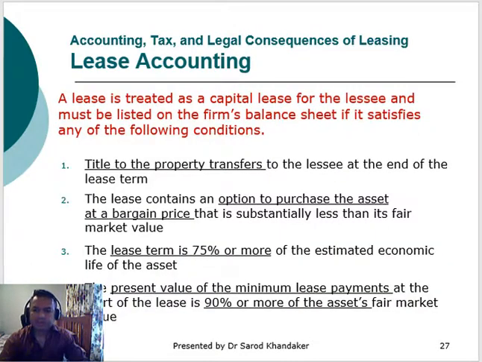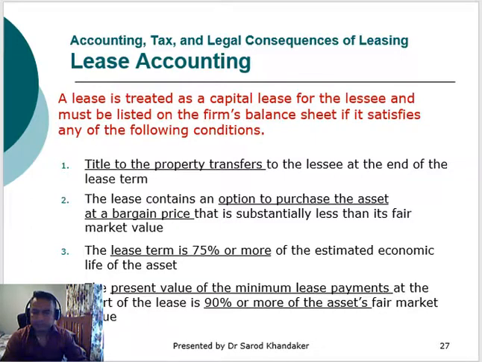In lease accounting, a lease is treated as a capital lease for the lessee and must be listed on the firm's balance sheet if it satisfies any of the following 4 options. Number 1, the title of the property transfers to the lessee at the end of the lease term. Number 2, the lease contains an option to purchase the asset at a bargain price that is substantially less than the fair market value.